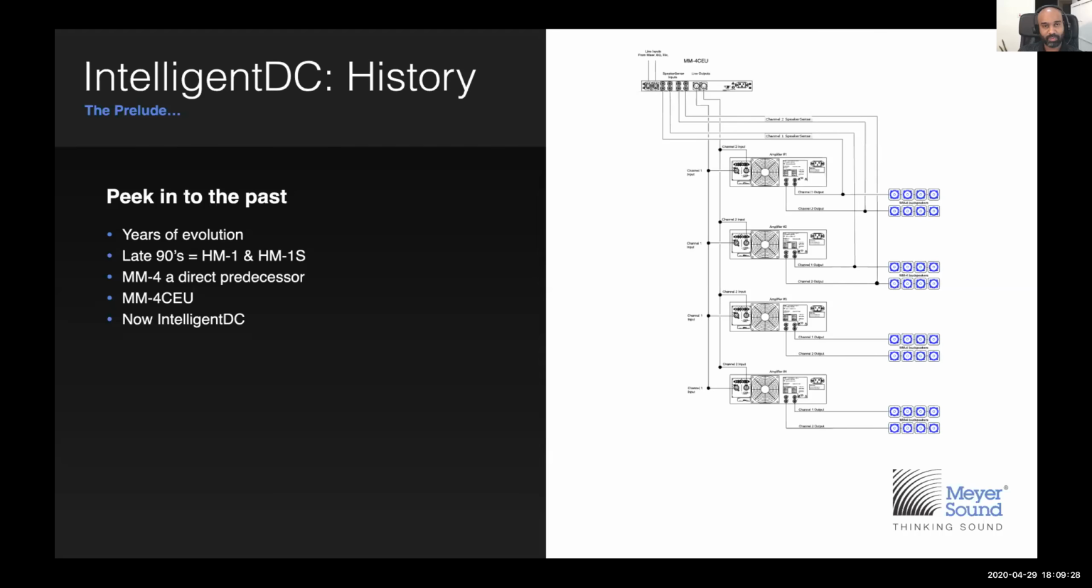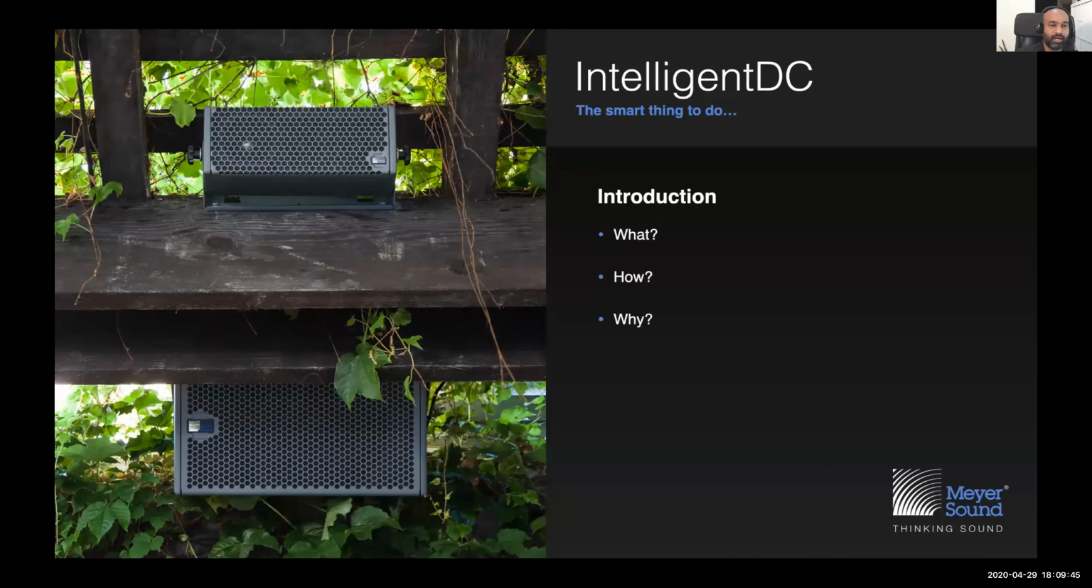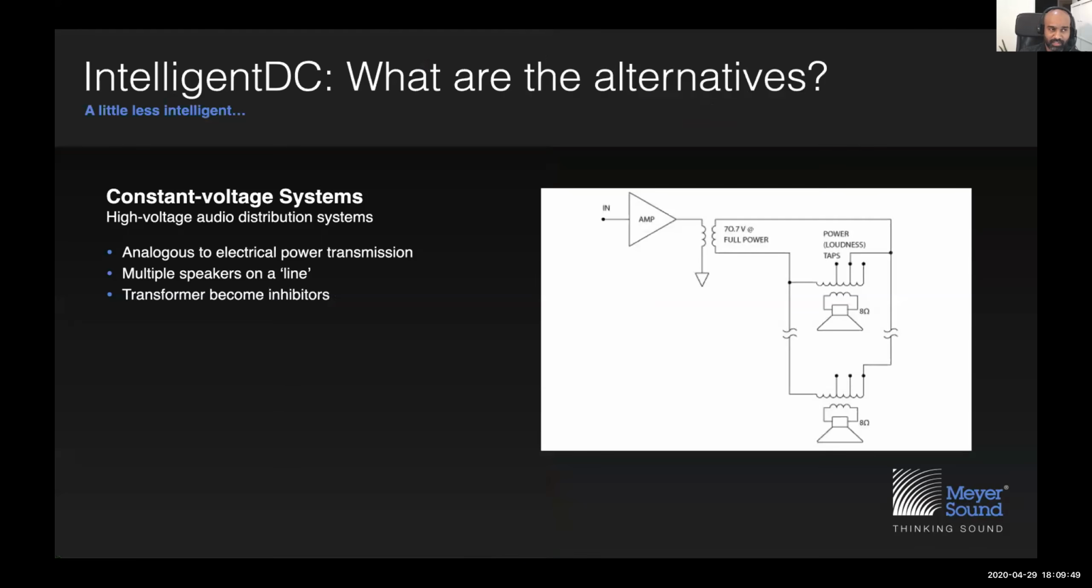But then again, we were back to square one, and John Meyer was unhappy with how inconsistent the performance of the MM4 was, because there were so many variables that couldn't be controlled and that could compromise the system knowingly or unknowingly. And thus came about IntelligentDC. So before we get into the what, how, and why, let's look at the alternative, which is the constant voltage system or high voltage audio distribution system. A lot of us know them as the 70 volt system or the 100 volt system, depending on where you are.